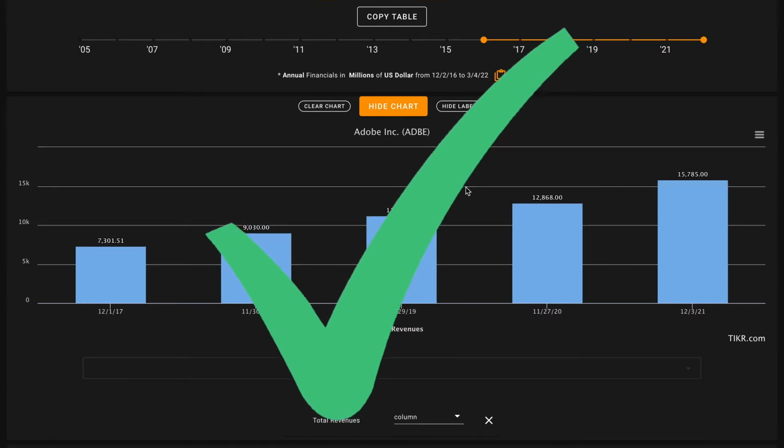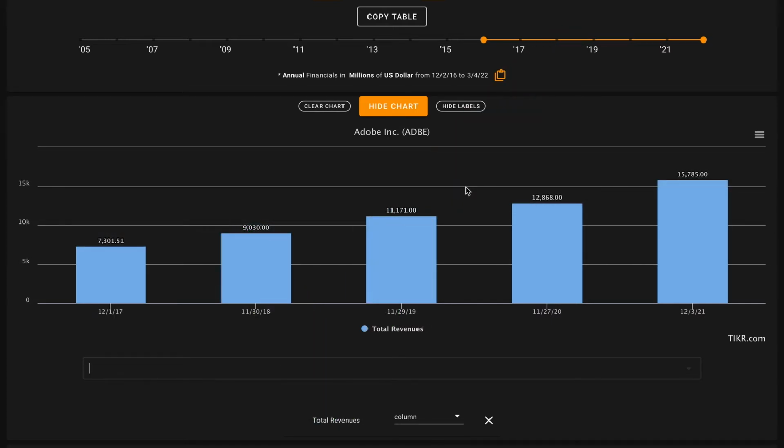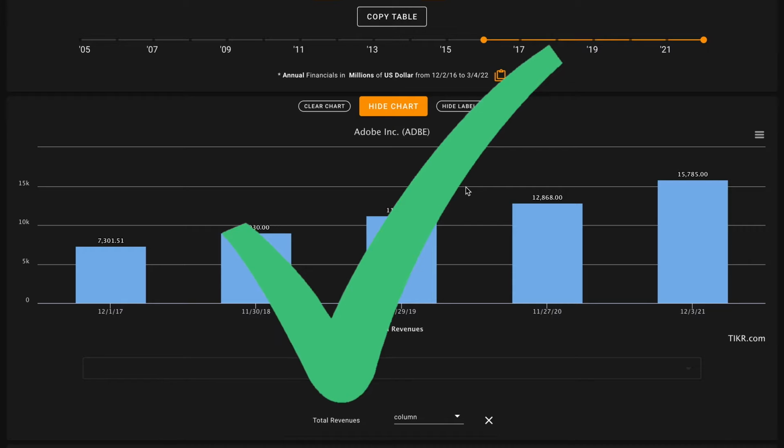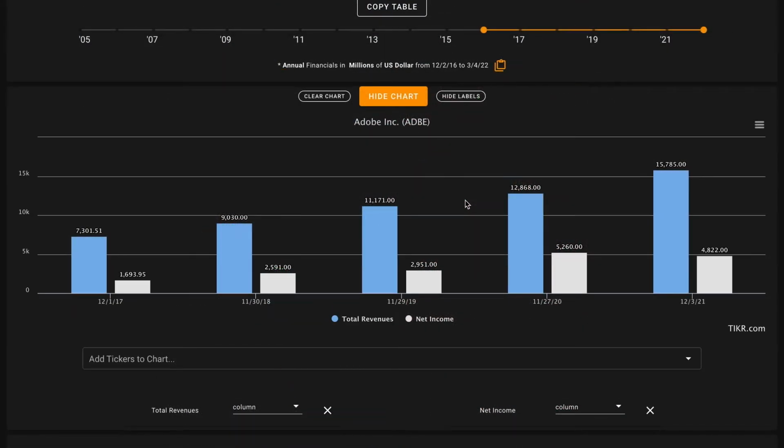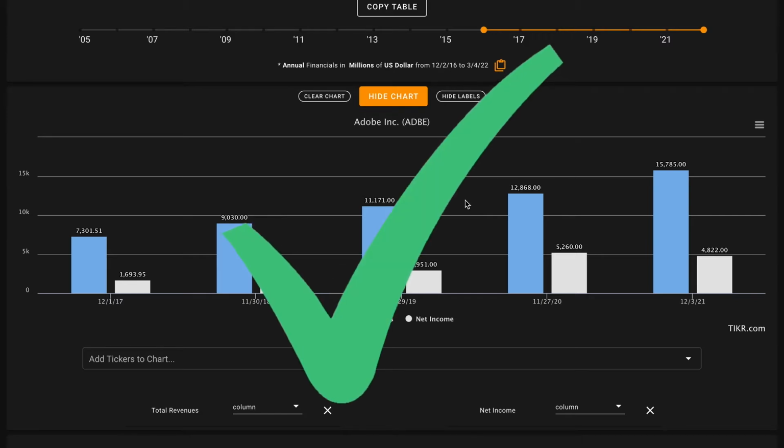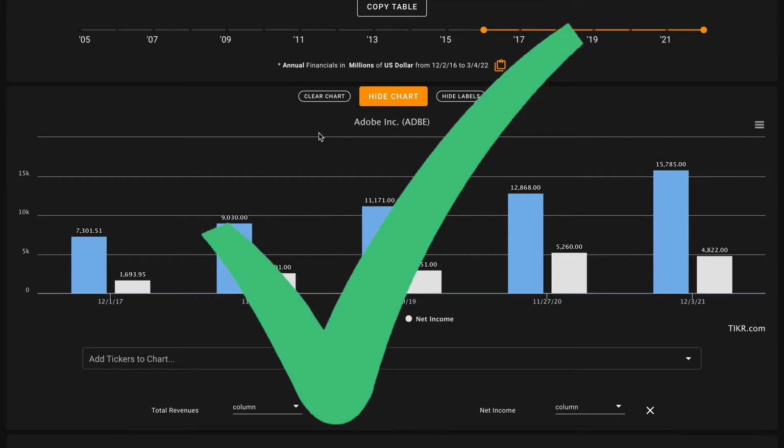Pillar number 3, we want to see 5-year revenue growth. Adobe's done well here. They've doubled revenues in the past 5 years. Pillar number 4, we want to see 5-year net income growth. Adobe's done really well here too. They've tripled net income in the last 5 years. So we've got 3 checks in a row on Adobe.